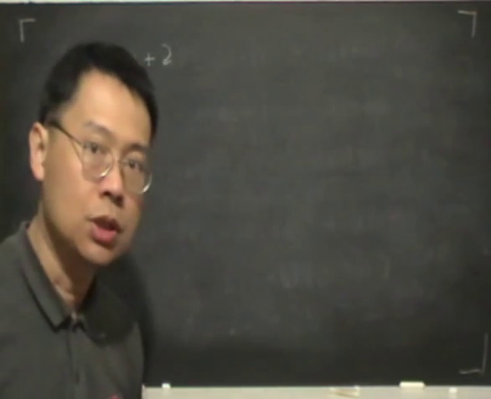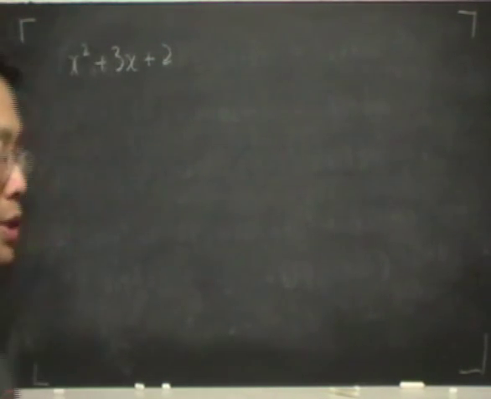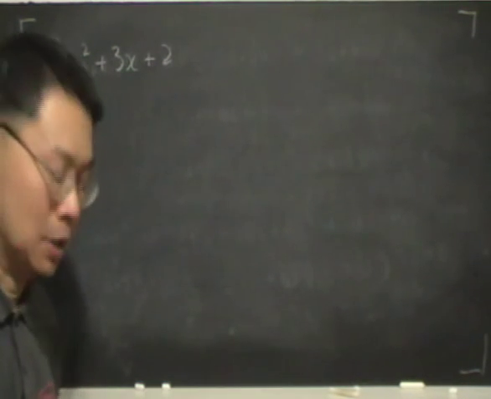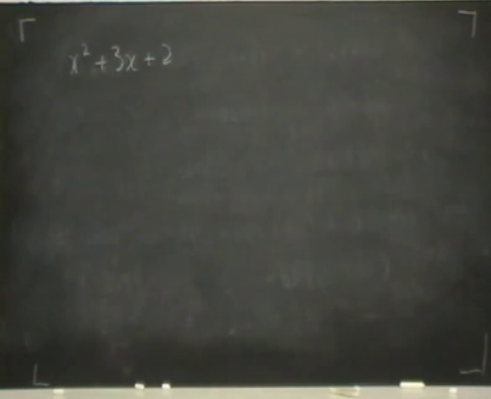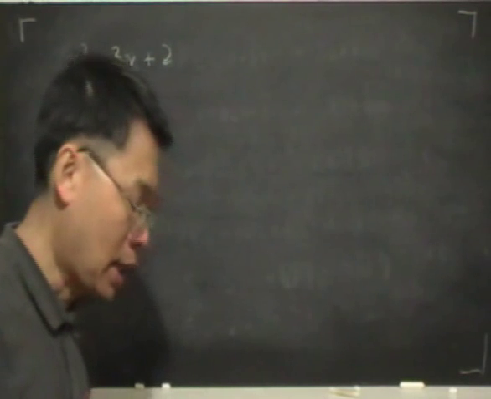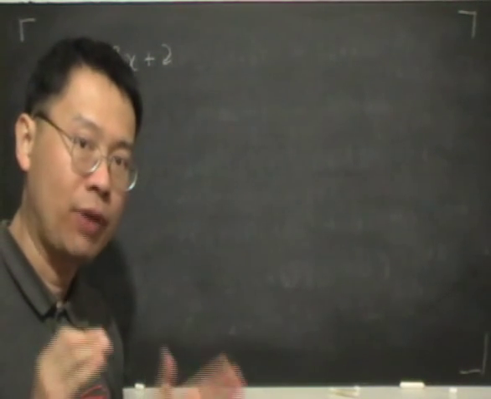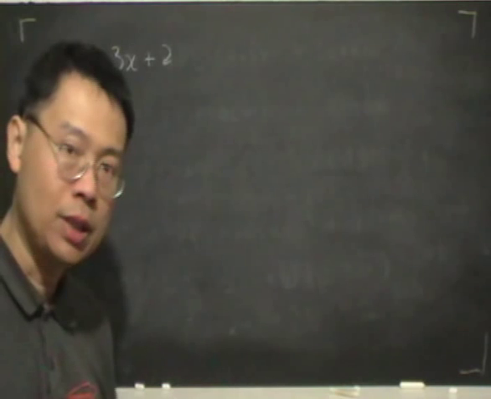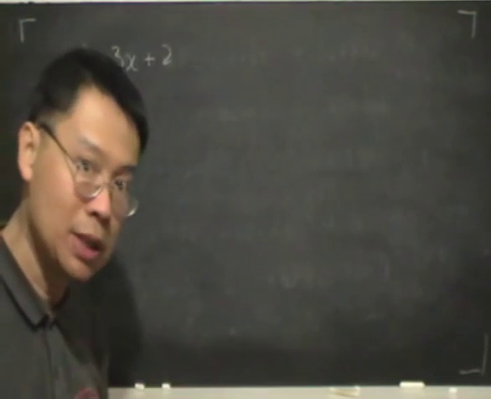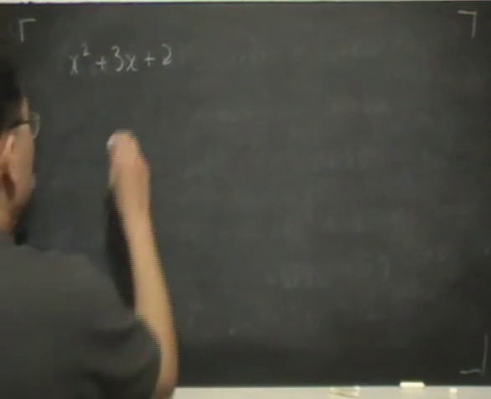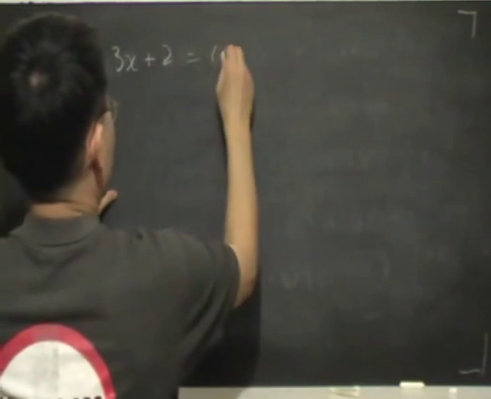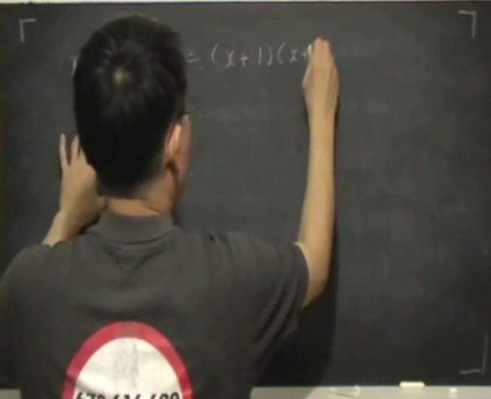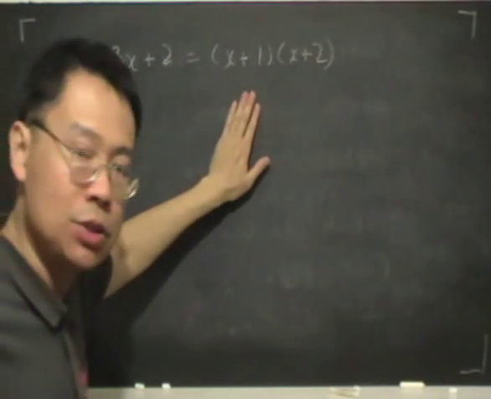So we are often interested in factorizing such an expression, x squared plus 3x plus 2. Now, before explaining how to go about factorizing this, which is a little bit involved, I'm just going to write down the answer and explain what it means by factorizing this. So, this is really equal to x plus 1 times x plus 2. So this is the factorization.